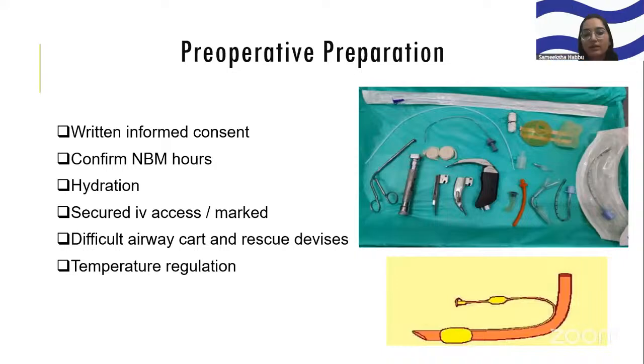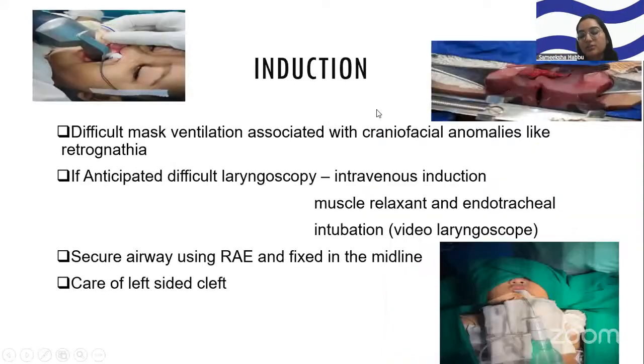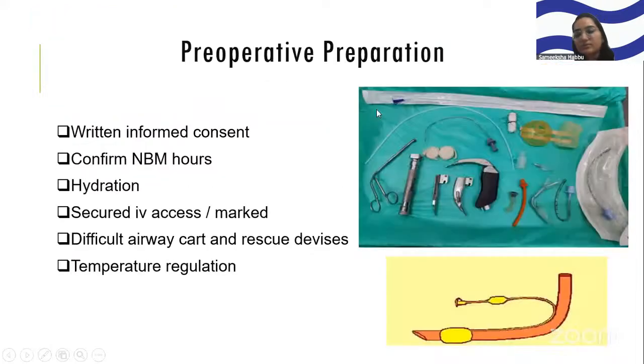And as it is a pediatric patient, I would like to have the OT ready with a warmer or warming blankets. A difficult airway cart should always be kept ready, as we have many associations which have difficult airway situations. I would like to have different sizes of masks, different sizes of blades, stylet, bougie, LMAs, and nasopharyngeal and oropharyngeal airways ready in the OT before taking the patient inside.